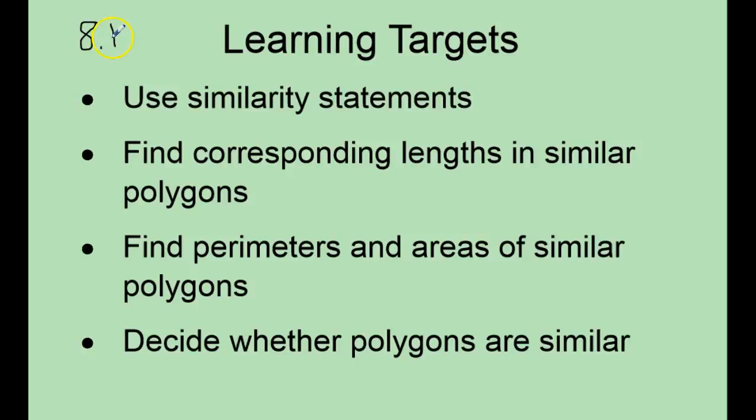All right, here we're looking at section 8.1, and our learning targets for the section are to use similarity statements. Then we're going to be finding corresponding lengths in similar polygons. Then we'll be looking at perimeters and areas in similar polygons. And then finally, we'll be given two figures, and we have to decide if they're similar or not.